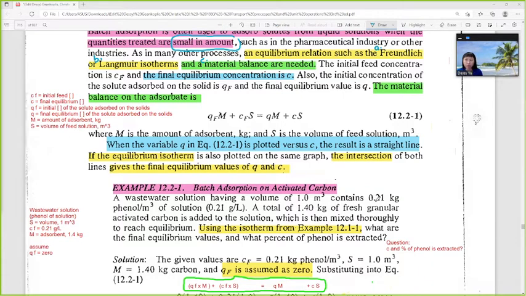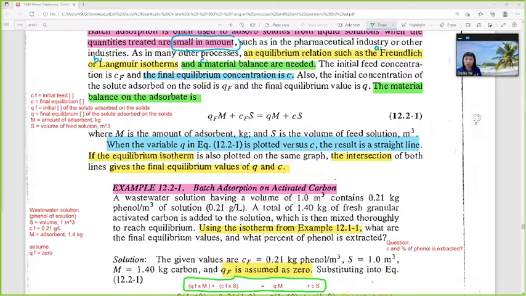The Freundlich or Langmuir isotherm has equilibrium data from R&D, research and development, and then we process the final material balance from the data, and then we put the two equations into one curve in Microsoft Excel, so we can find the intersection of the lines, and then the intersection is the value of Q and C.